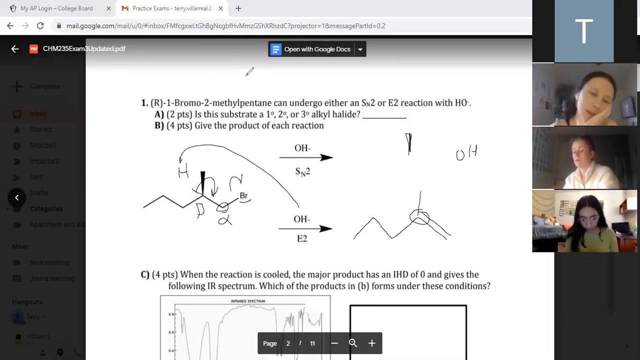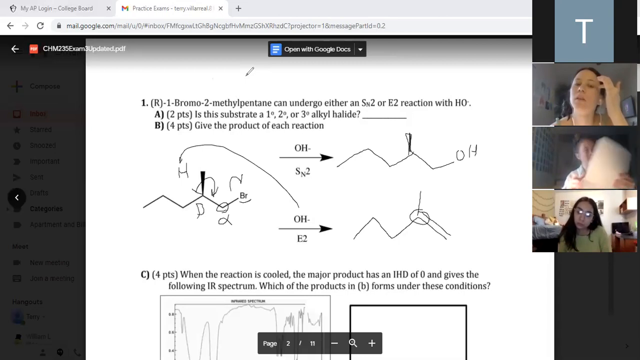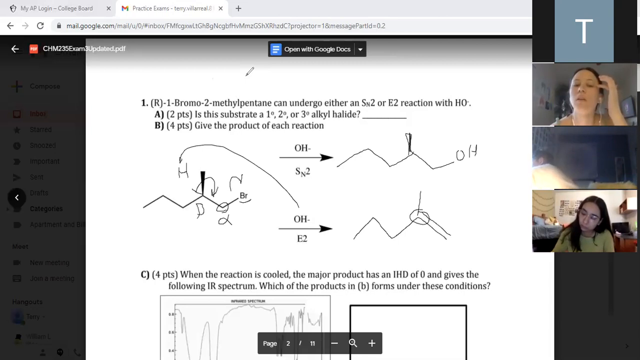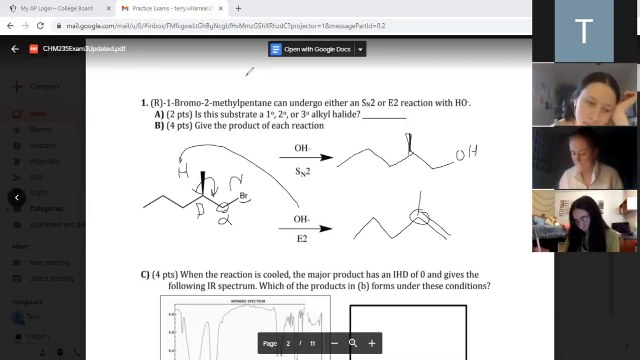And for the SN2 one, doesn't SN1 invert every time? No, SN2 inverts every time. This technically did invert, but is it a stereocenter? No, so it doesn't matter how I draw it. SN1 doesn't always invert. SN1 keeps half the same and inverts the other half. Remember, SN1 gives you 50-50. SN2 always inverts, but if it's not a stereocenter, you don't have to worry about it because it doesn't matter. Okay. Questions?